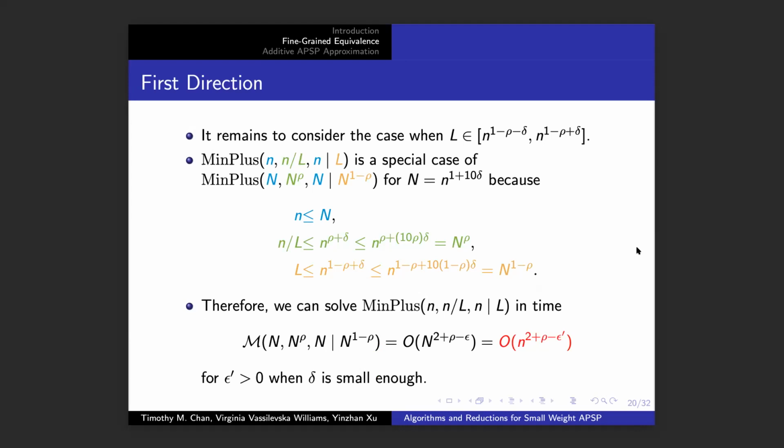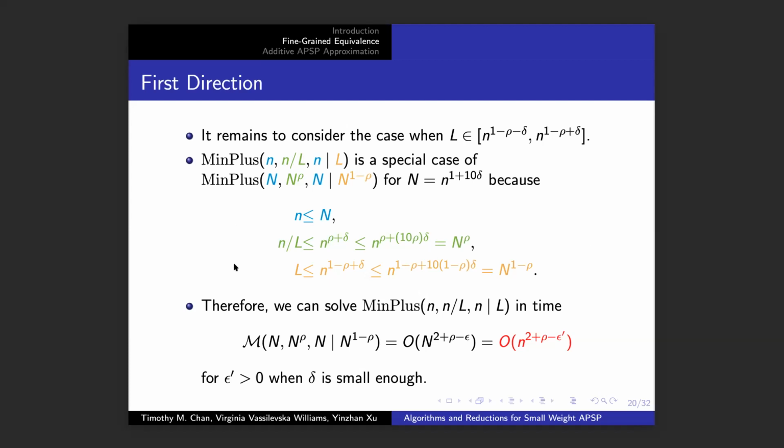Now, the remaining case is when L is very close to n to the 1 minus rho. Say L is between n to the 1 minus rho minus delta and n to the 1 minus rho plus delta. And in this case, min-plus of n by n over L by n with weight L is actually a special case of min-plus of capital N by capital N to the power of rho by capital N with weight capital N to the power of 1 minus rho, for some capital N equals n to the 1 plus 10 delta. This is because all the corresponding coordinates and weights of the first instance are smaller than those of the second instance, as you can verify via these equations.